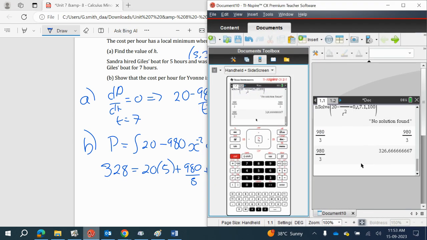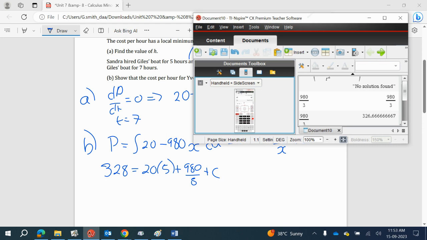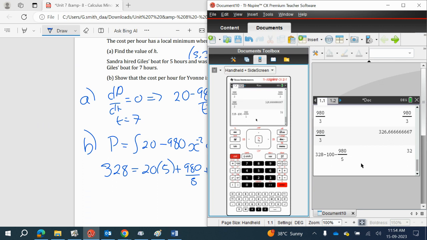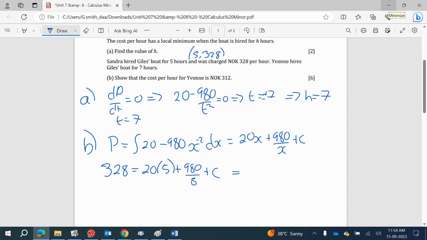So I need my calculator for this one. I've got 328 minus 20 times 5, which is 100, minus 980 over, is that 5? What have I written? Yeah, oh yeah, because 5 is the new value, isn't it? This gives us C is equal to 32. So we need P of T is equal to 20T plus 980 over T plus 32.